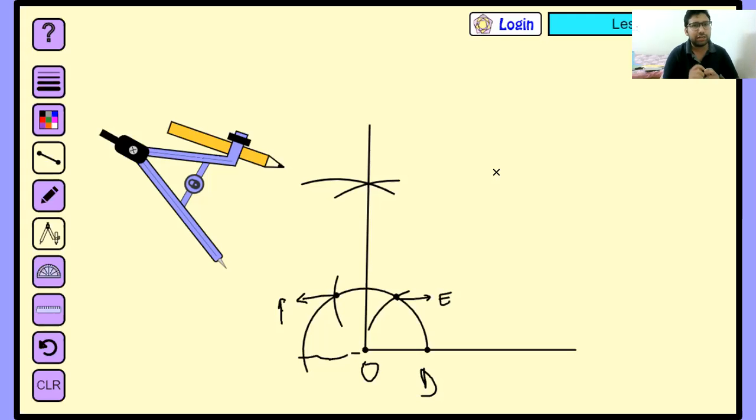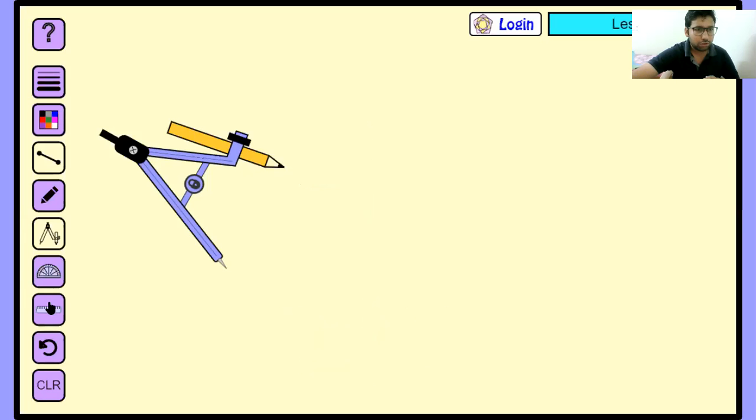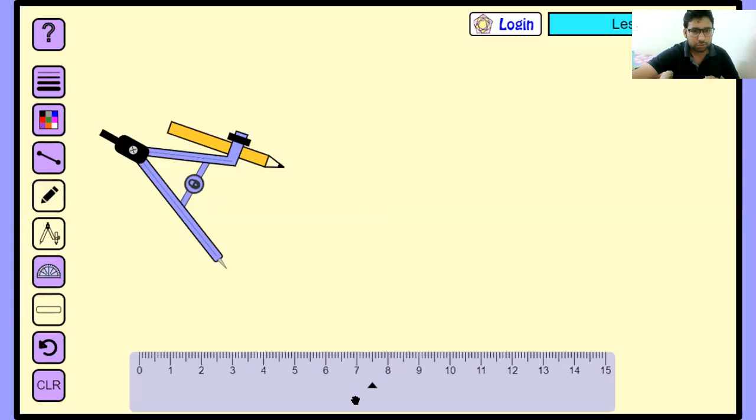So class, was it clear to everyone? Please tell fast. Now I will try the next angle, 75 degree. We have already learned how to draw it. Tell me how you want to draw it, beta. 75, 60 and 90. That way only.